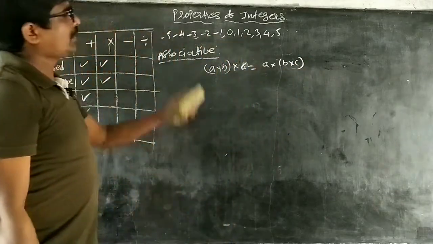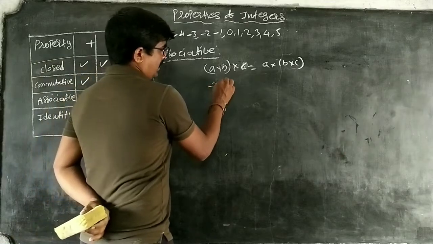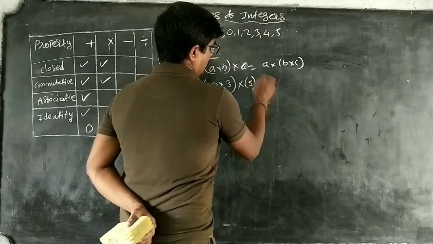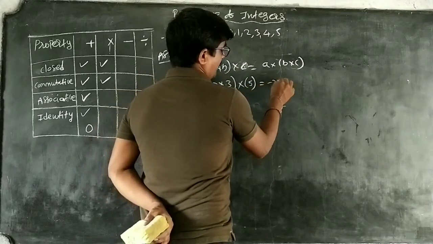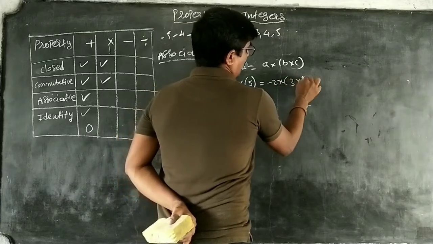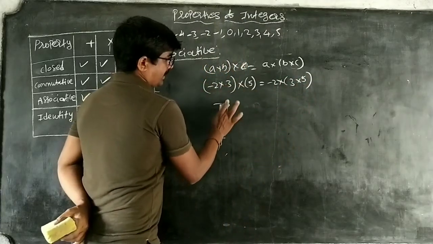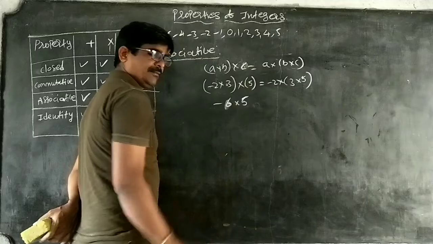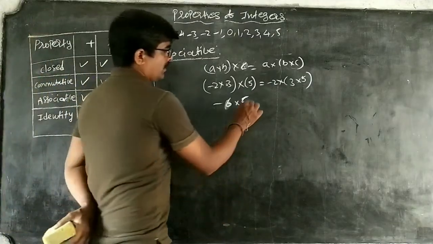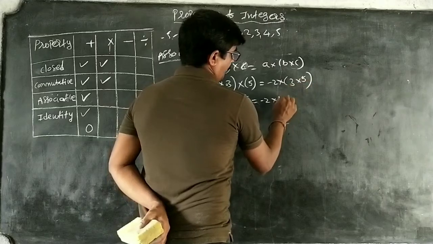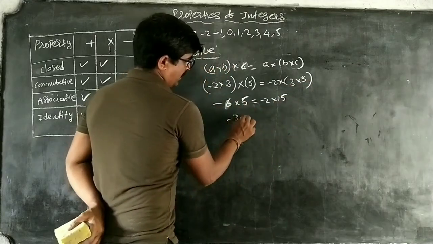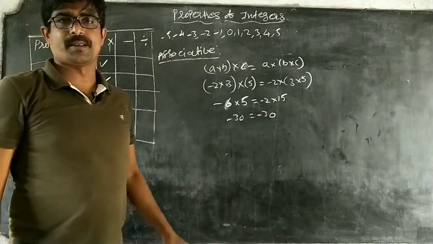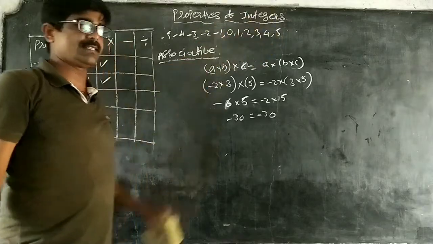Okay, in general. So how to take any three integers? Minus 3 into 2 into 3 plus 5 into 5 is equal to, again I am writing here, minus 2 into 3 into 5. Minus 6, because minus 2 3s are 6, nothing but plus into minus, minus into 5, as it is I am writing, is equal to minus 2 into 15. Minus 30, minus 30.